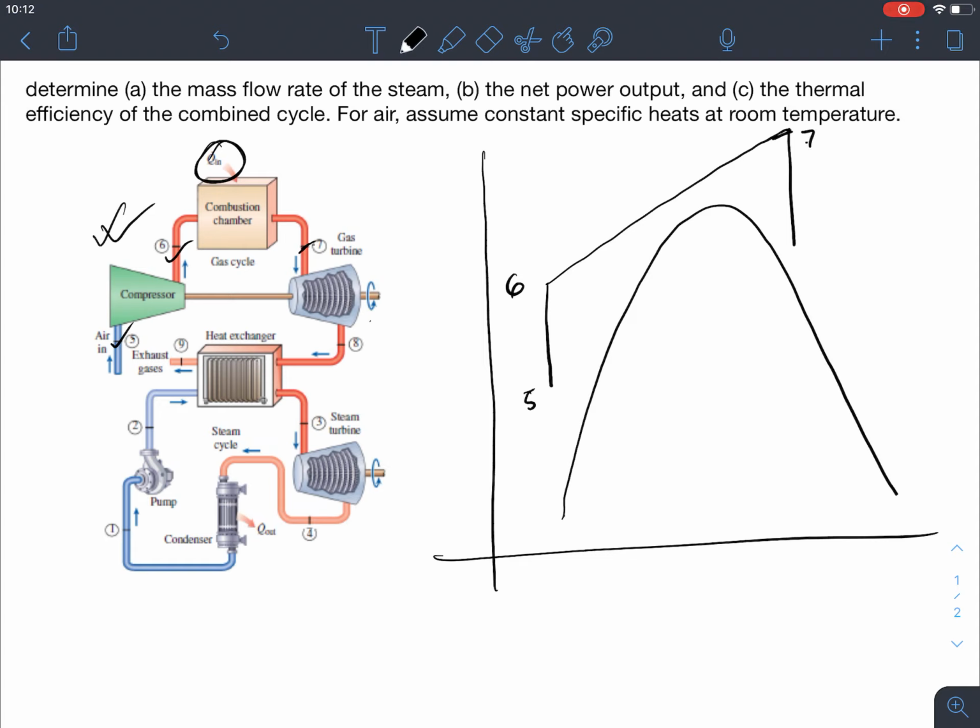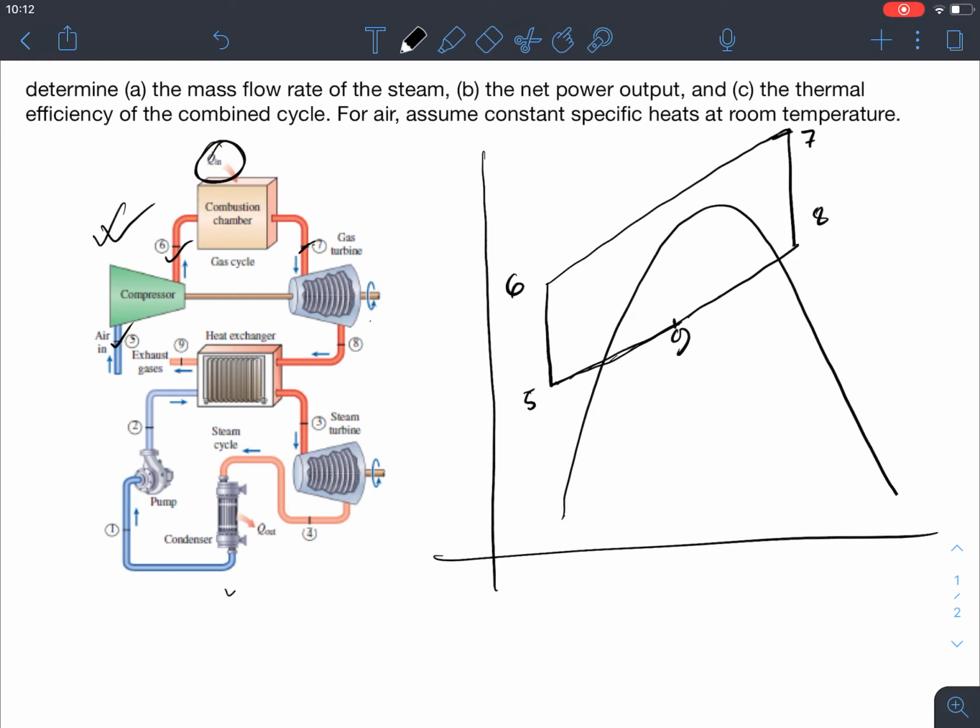So this is 7 and 8, and then from 8 to 9 the heat exchanger comes in. Then from 9 to 5 it's coming back to the compressor. So this is the gas power cycle.